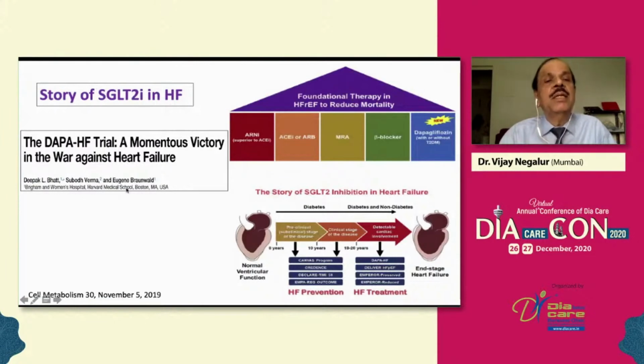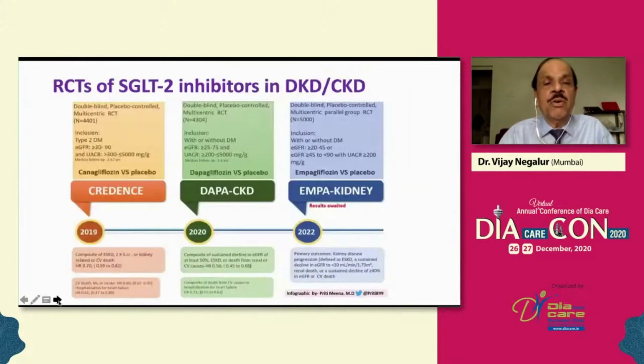This is the article written by Deepak Bhatt in Cell Metabolism. And what he says is the foundation of therapy is the ARNI, the ACE inhibitors, ARBs, MRA, the beta blockers, and now dapagliflozin, and of course empagliflozin. So what was initially heart failure prevention is now heart failure treatment, where the patient has diabetes or no diabetes. This is what we can offer them.